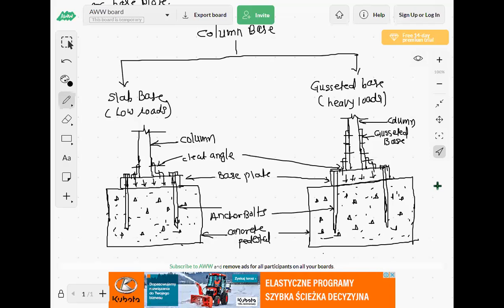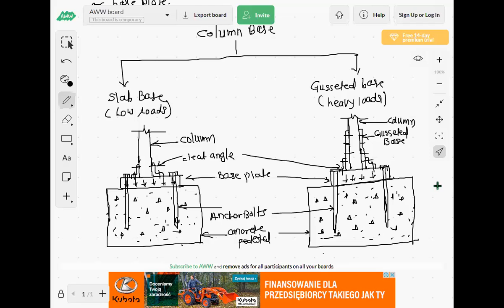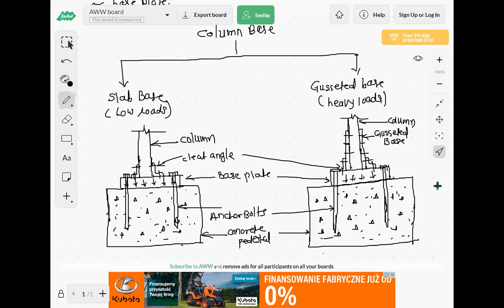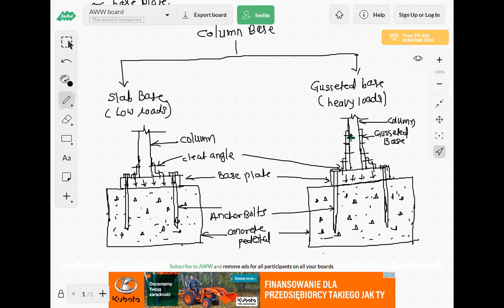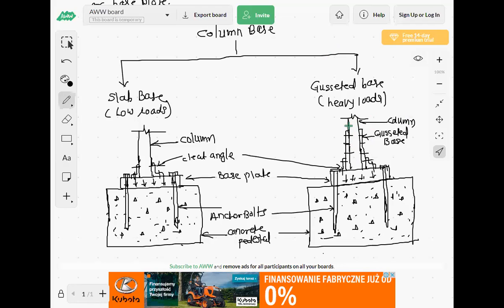Why is the gusseted base provided for heavy loads? If heavy loads are coming on the column, we provide the gusseted base. The reason behind that is that this vertical column will deflect to the left or right side. So we are providing this gusseted base, and this gusseted base is again connected to the cleat angles. For that purpose we are providing this gusseted base.